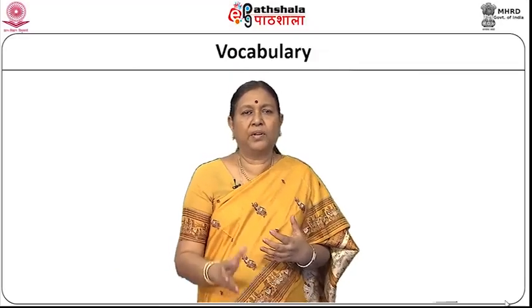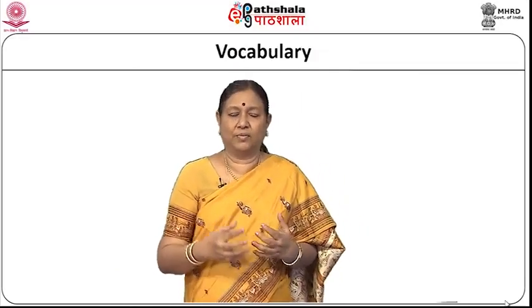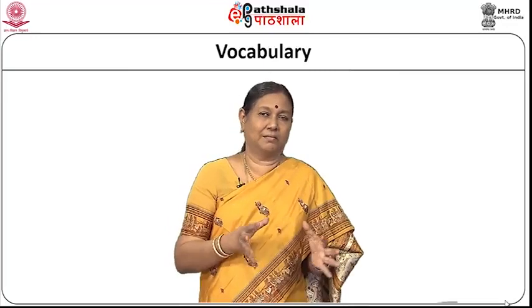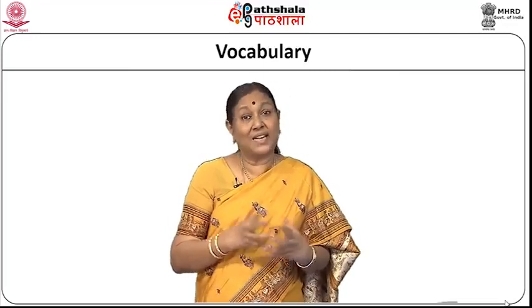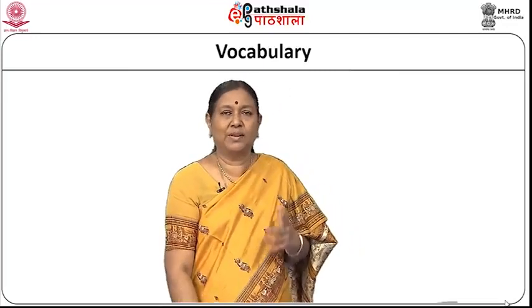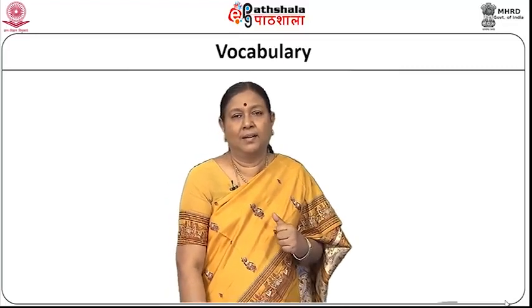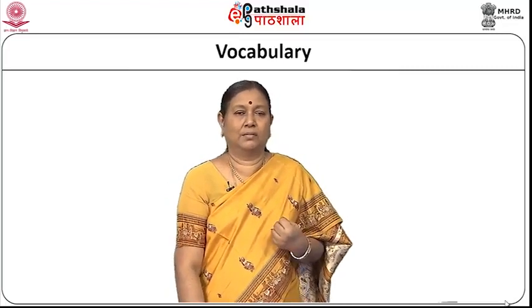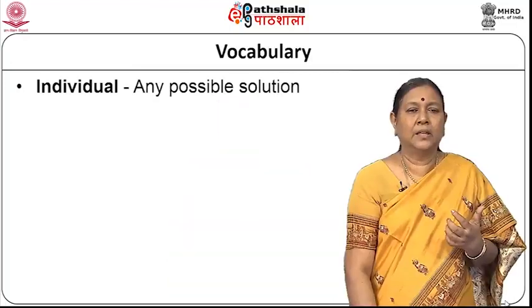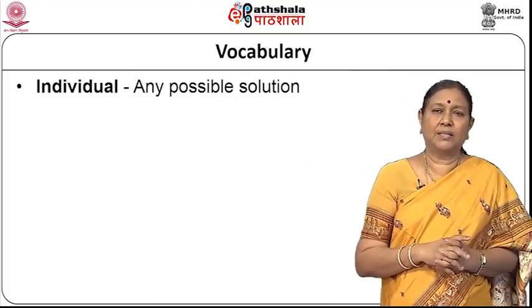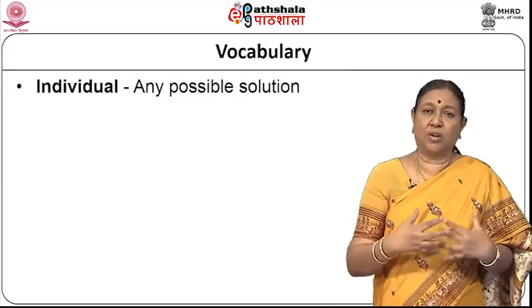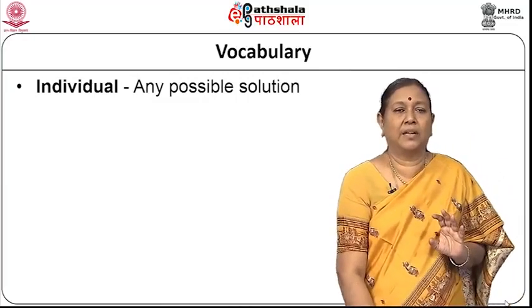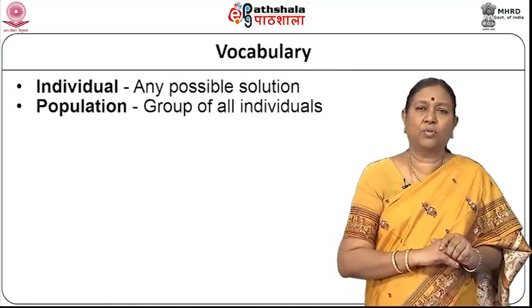Before we go along, let us look at the vocabulary. The vocabulary used in this component of machine learning is vastly different from what we have been using till now. It has come from natural species, from biological nature. An individual is any possible solution out of a large number of solutions. Population is a group of all individuals.